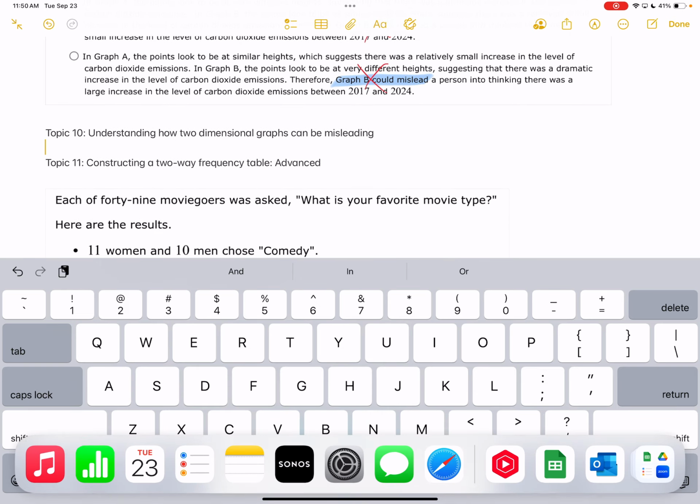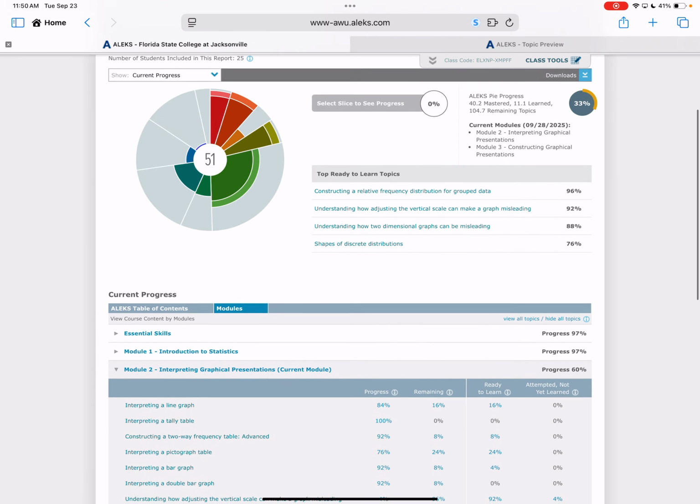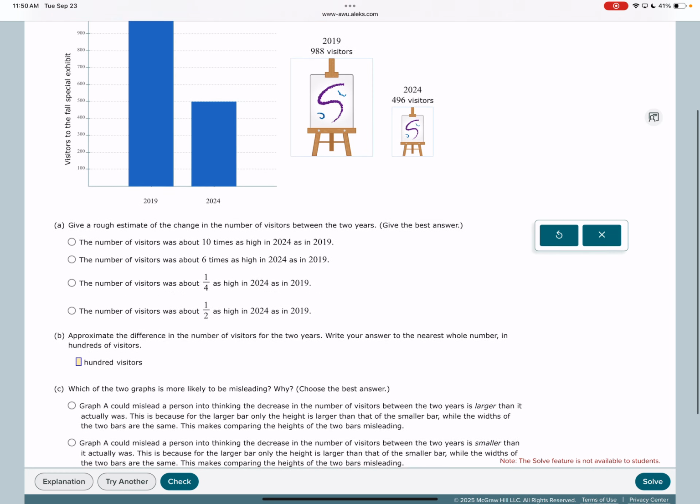And then the last one is very, very similar to that. It's going to be the same idea. Kind of.